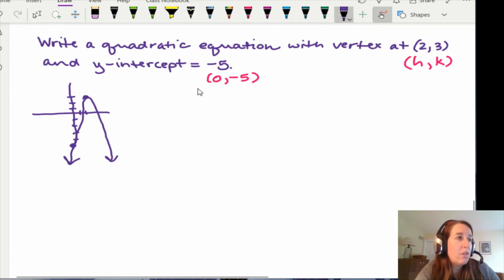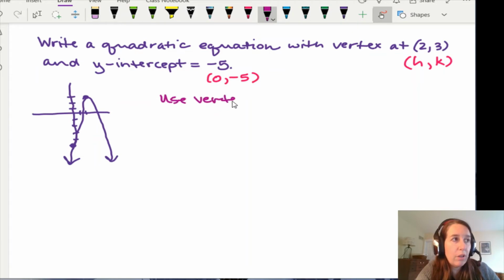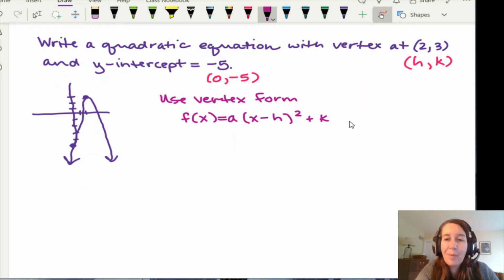Okay, so to solve this problem, my suggestion to make it easy is to use vertex form of the equation. It's much easier to find from this information since we were given the vertex. So remember that vertex form is f of x is equal to a times (x minus h) squared plus k. Highly recommend you memorize vertex form because it's not always easy to just come up with. So do memorize vertex form.